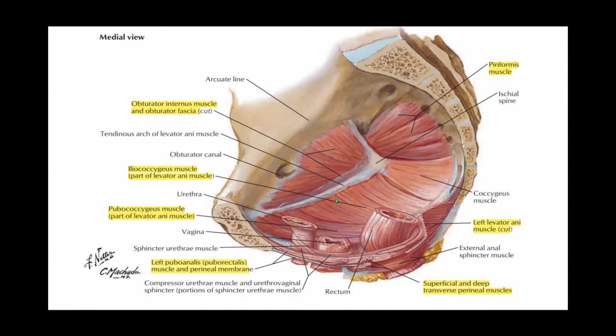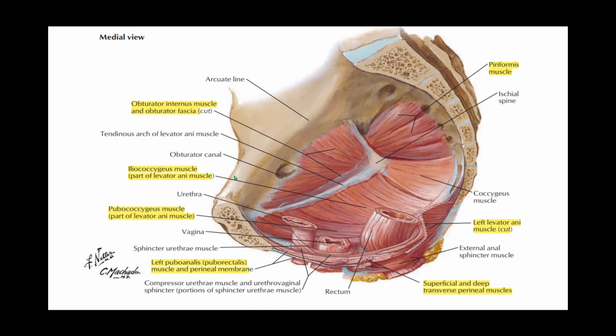And forming a sling in the pelvis is a large muscle called the levator ani muscle. From the name levator ani, it sounds like a muscle that elevates the anus, or elevates or supports the pelvis. So, levator ani muscle. And this levator ani muscle has three parts.